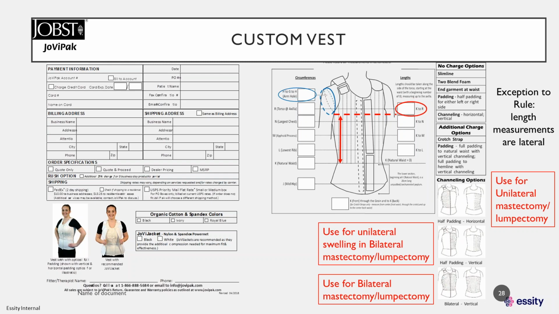In choosing the channeling for this, we usually will use a unilateral mastectomy channeling with the channeling going horizontal and only on half of the body. Again, the other half that doesn't need channeling nor foam would be double layer cotton lycra. If you need a garment for a unilateral swelling in a bilateral mastectomy or a lumpectomy patient, we certainly can make that a vertical channeling on half the body.